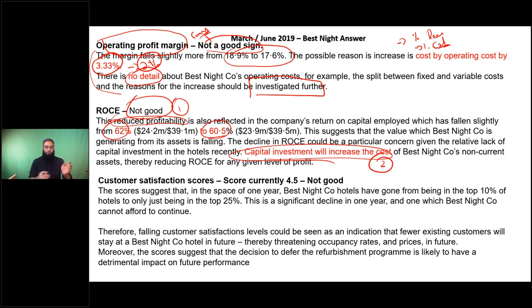Clear? Now, listen. Even if it was not mentioned in the question that they did investment, if nothing is mentioned, indirectly you can easily find out the reason. How? It's obvious. Remember the formula, it's profit divided by capital employed. Look at the profit, it has gone down. Look at the investment, it has gone up. Indirectly, you can figure out the reason. First, try to find out the direct reason mentioned in the scenario. If not, then go for indirect ones.